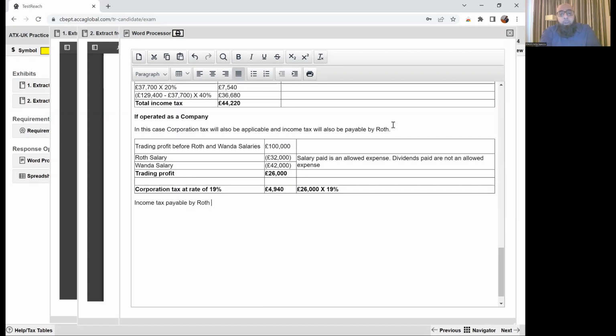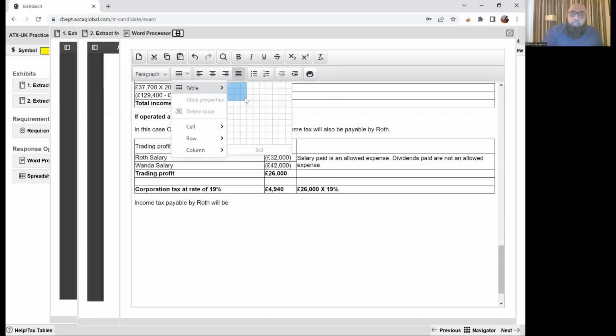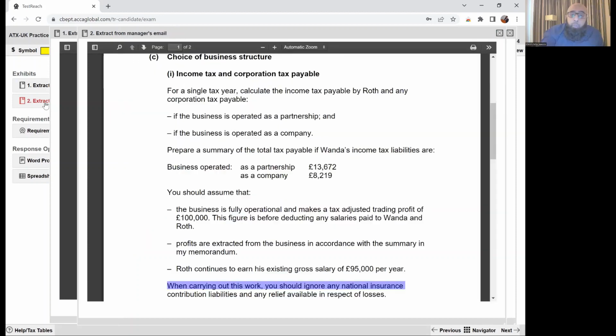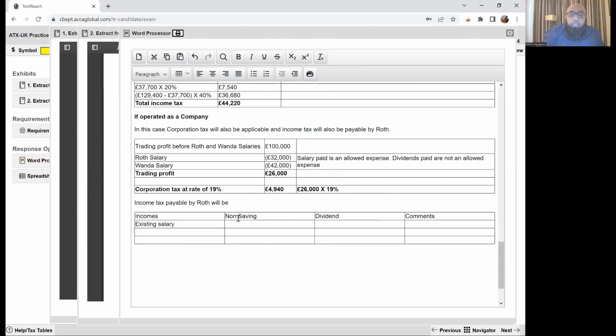Income tax payable by Rot will be, just listen to me with patience and believe me, you will be able to understand. Incomes, non-saving. At this time, there will be dividend also and one last column for earnings. Existing salary. Now, what is the existing salary of Rot? You should remember that Rot will continue to earn gross salary of 95,000 per year.